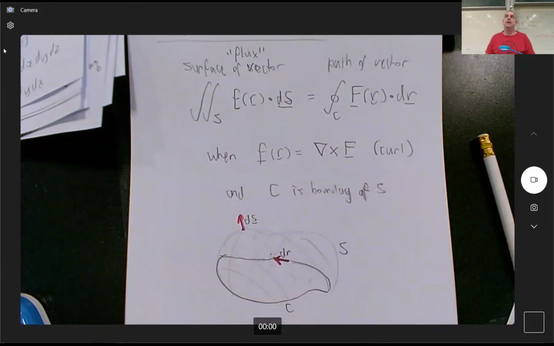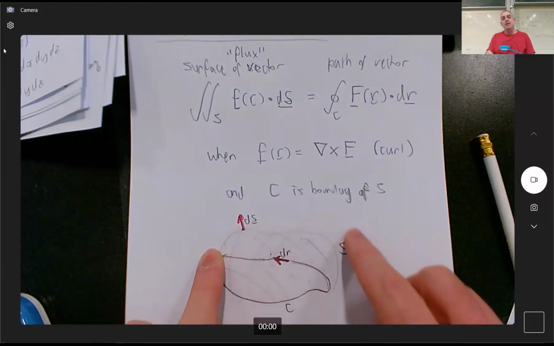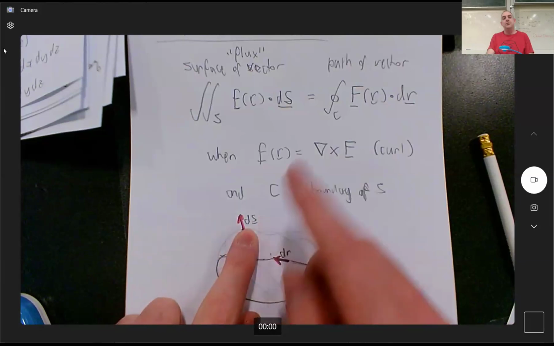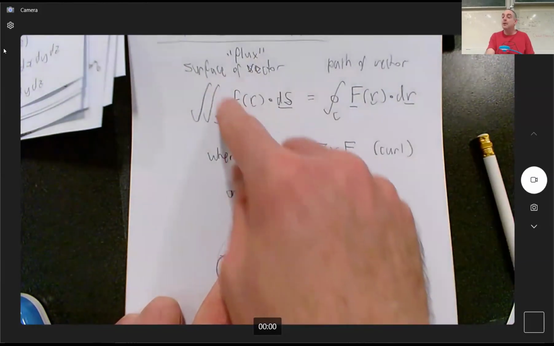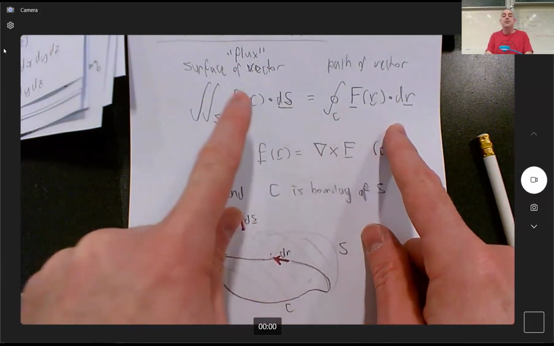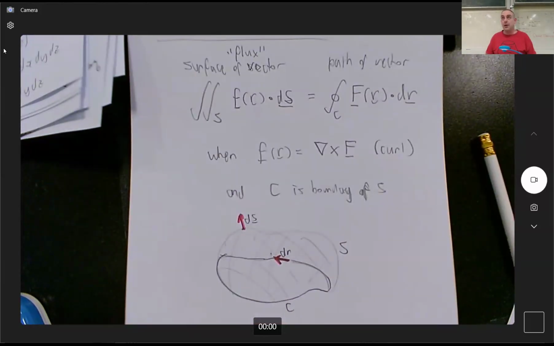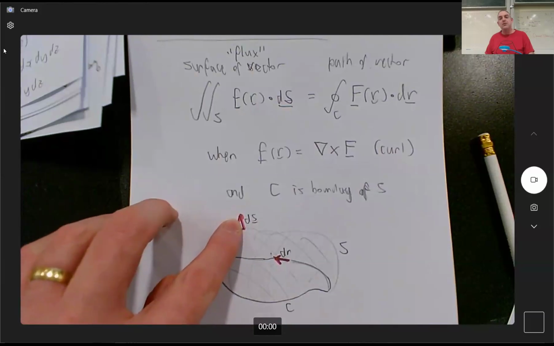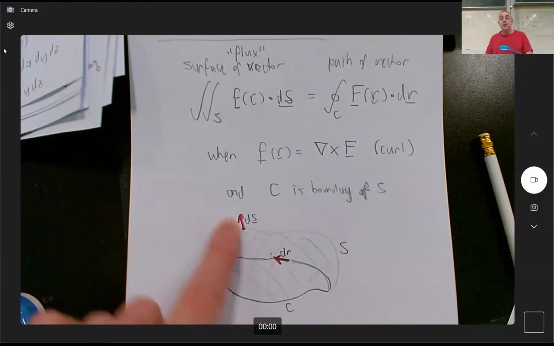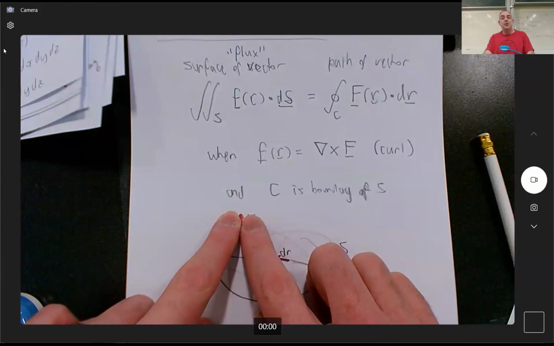Cool. Nice. And the idea is that the parts of the vectors that are perpendicular to the surface, which is what this bit's doing, when you add them all up, you get the same answer as the parts of the vectors that are in the same direction as the boundary, but only if this vector is already the curl of that. So it's worth pointing out that the thing that this vector is being dotted with is a completely different thing from what this vector is being dotted with. This one's being dotted with capital F, and this one's being dotted with little f.